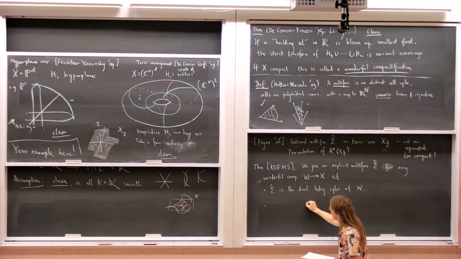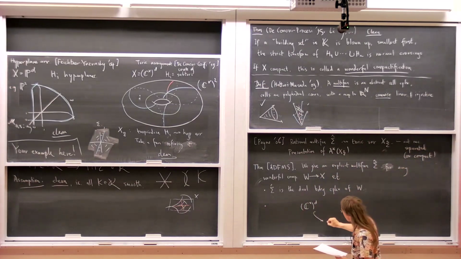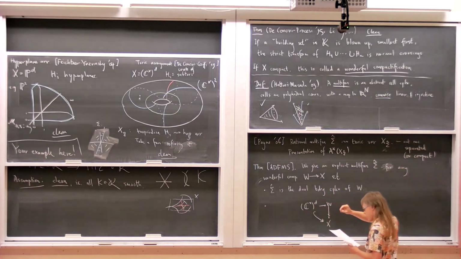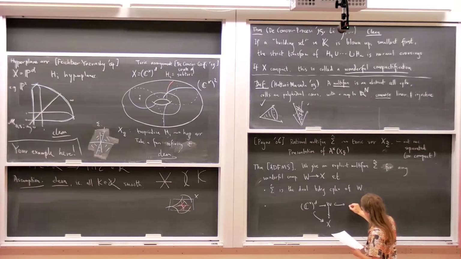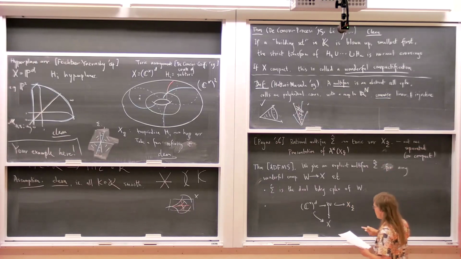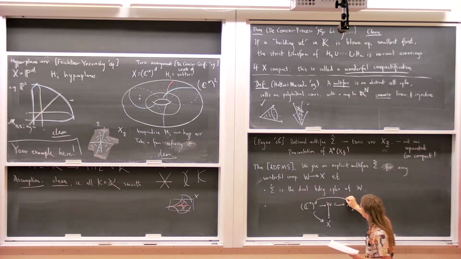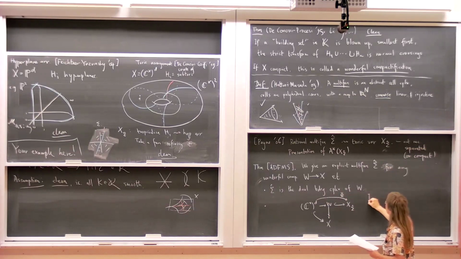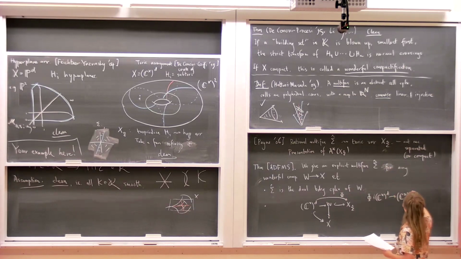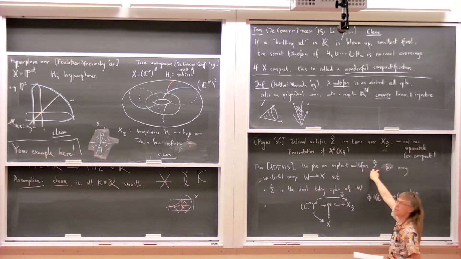But the point is, I can take (C star)^d, the torus in my X, which also embeds in my W. And now I can put W into this X sigma hat. I'm not going to say it's the closure of the image of this, but we can put it in, in a very explicit way. This is a map; in fact, it's going to go into a d plus n dimensional torus. This is going to be a d plus n dimensional multifan.